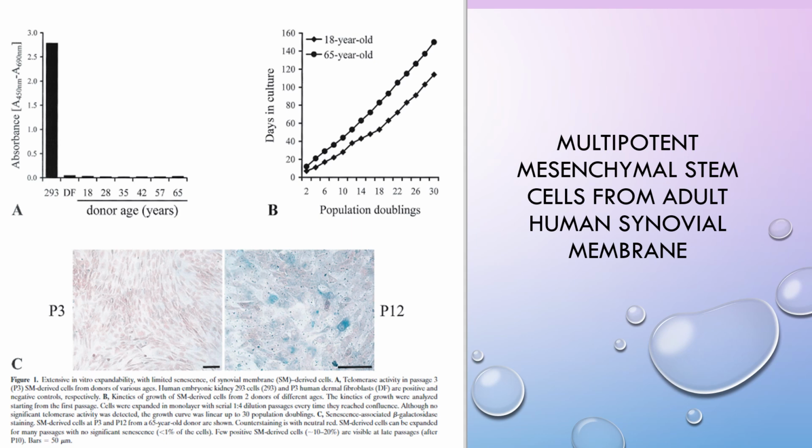They analyzed SA beta gal activity in SM-derived cells from all donors during expansion. What they found was that at early passages, less than 1% of the cells displayed detectable SA beta gal activity. Weak to moderate beta gal staining of a few scattered cells was then observed at late passages.